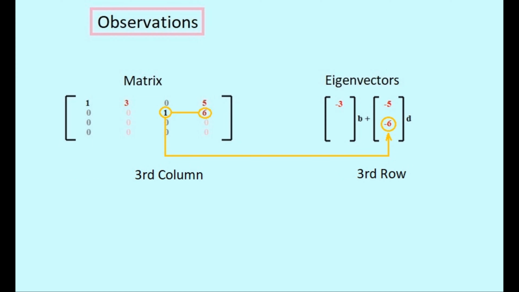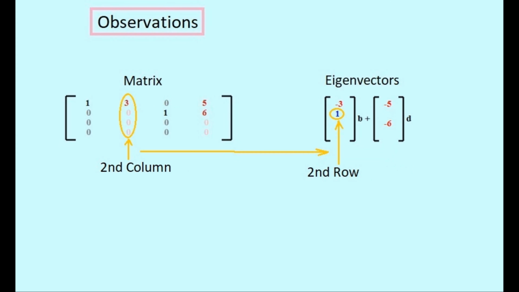But notice this. This element is in the same row as this leading one. And the leading one is in the third column. And so it gets copied into the third row of this eigenvector. This is important, since it doesn't just get mindlessly copied into the second row, as it looks like it might be, since the leading one's columns are not next to each other.